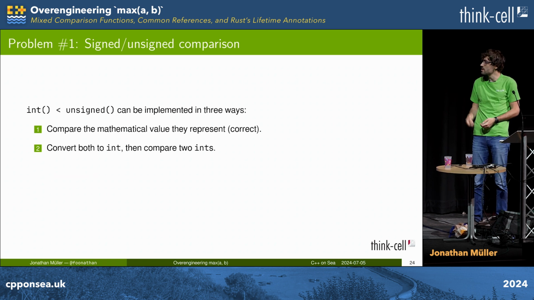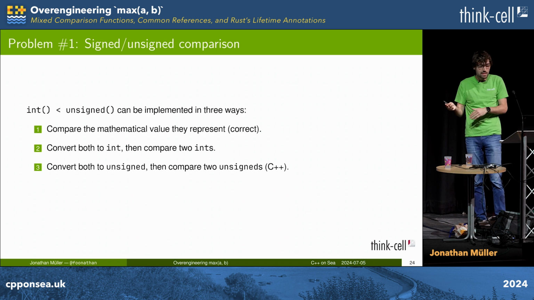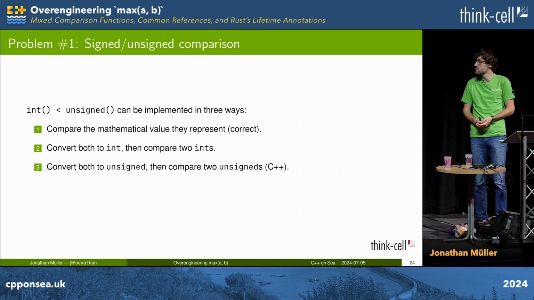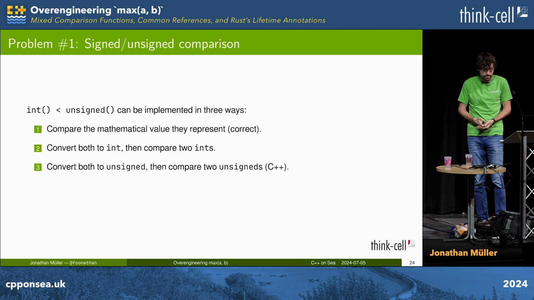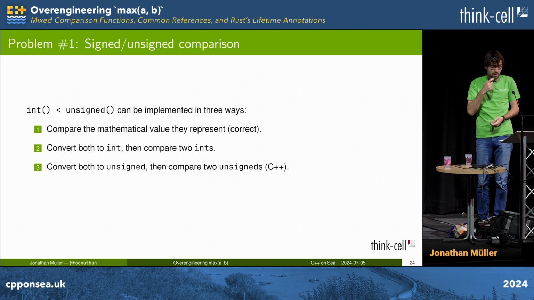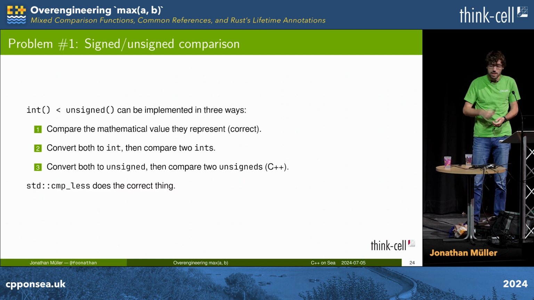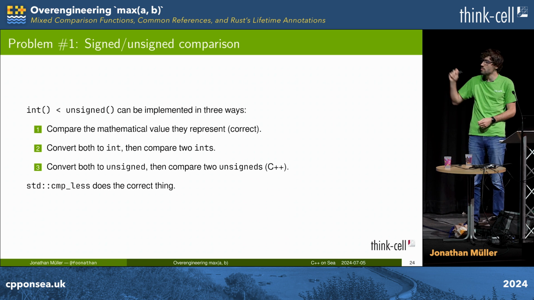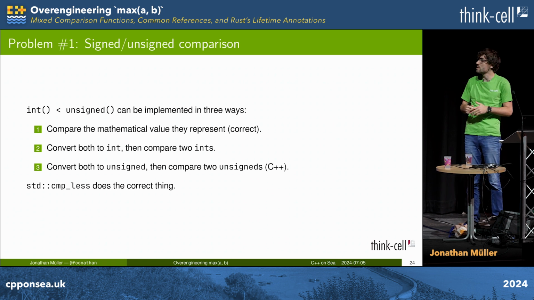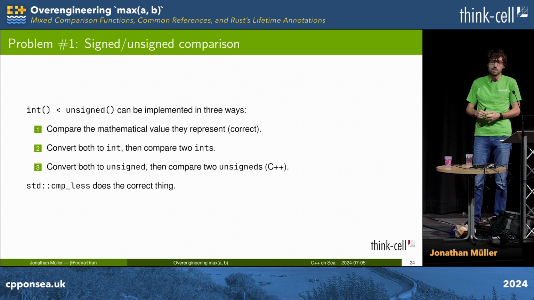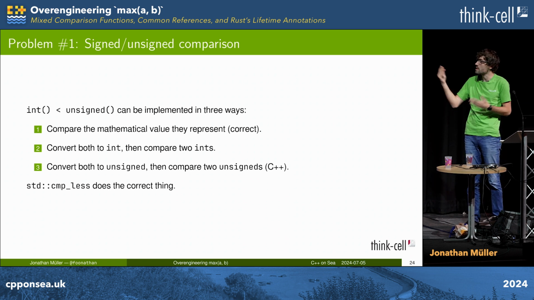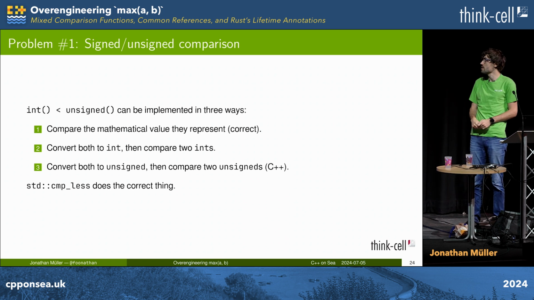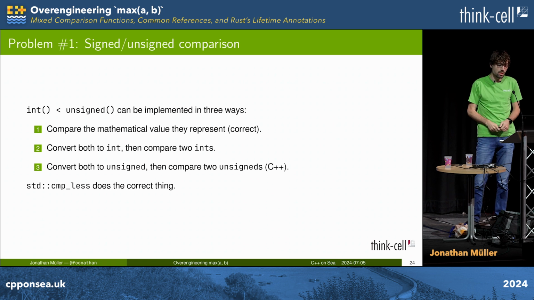C++ instead is wrong in the other way. It converts both to unsigned and then compares as unsigned. So negative integers become really big unsigned integers. In C++'s defense, in C++20 we added std::less and some other comparison functions, and they implement the correct thing. So they implement option 1. You can give them two numbers, and they will accurately report whether one is less than the other by using the appropriate logic. But built-in less than does the wrong thing.